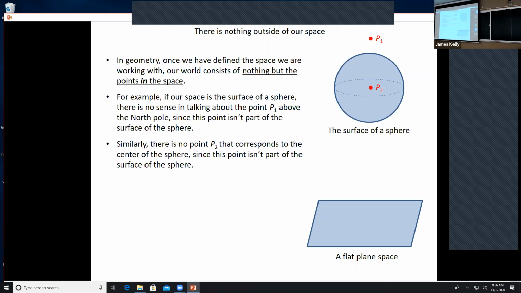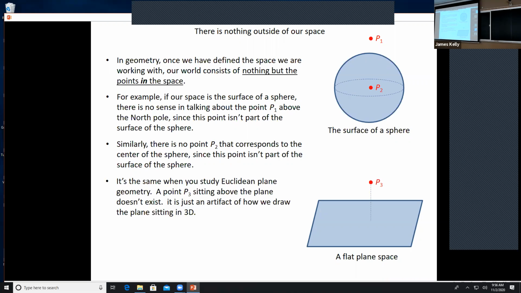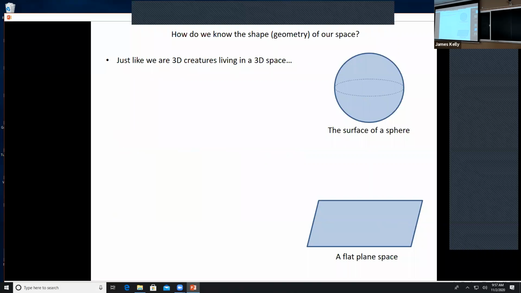But when we're considering the geometry this way, there's nothing in the world except this two-dimensional space. It's not like it's sitting in a three-dimensional space. So that point P2 at the center doesn't exist. It's kind of like in Euclidean geometry. Here's a point floating above the Euclidean plane. When you think about distances between points in the space, you never consider going along a path that jumps out and jumps back into the space. That would be ridiculous. So that's the idea of considering only the intrinsic geometry.